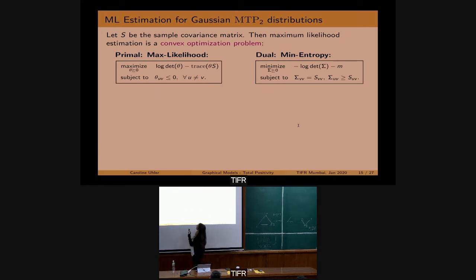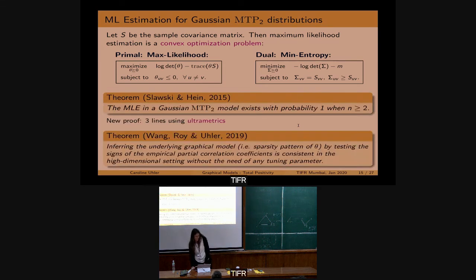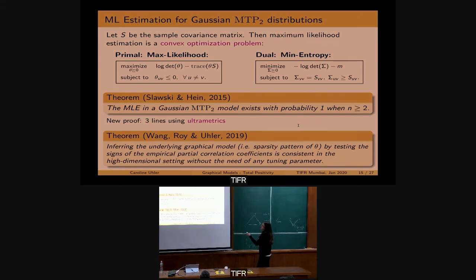So what am I doing here? I'm maximizing the log likelihood, right? Subject to the constraint that I'm MTP2. So this is a convex constraint, in this case just a linear constraint. Here all of the entries of the inverse covariance matrix have to be smaller or equal to 0. I can write down the dual problem, which I have done here. So you have strong duality, etc. For this problem, you can write it out. It's kind of easy.